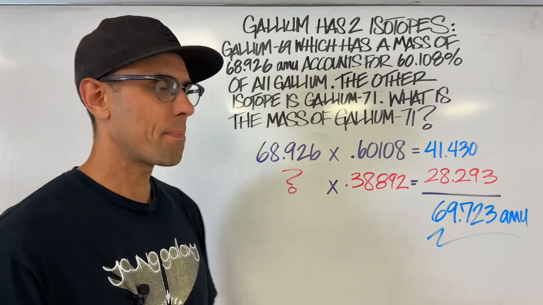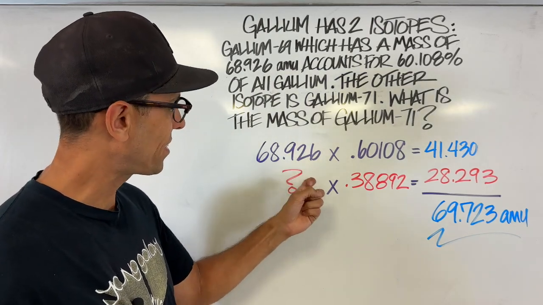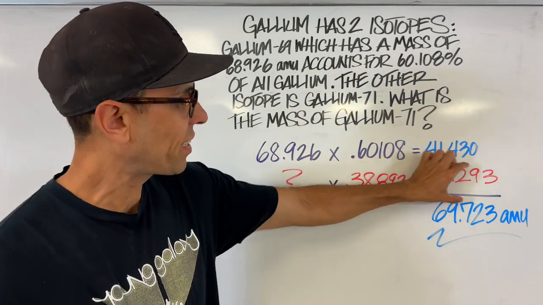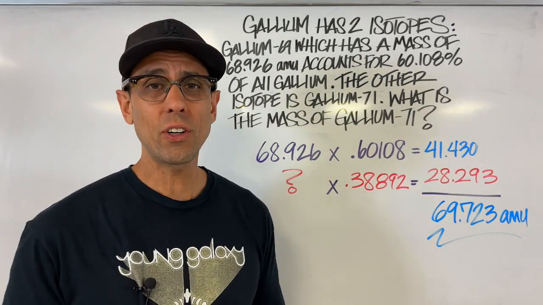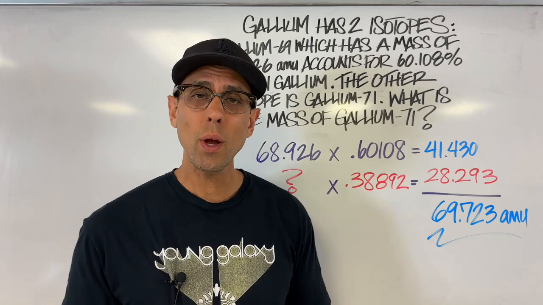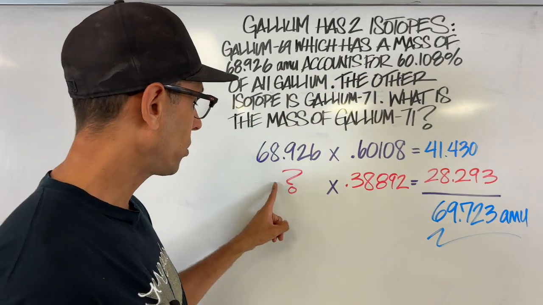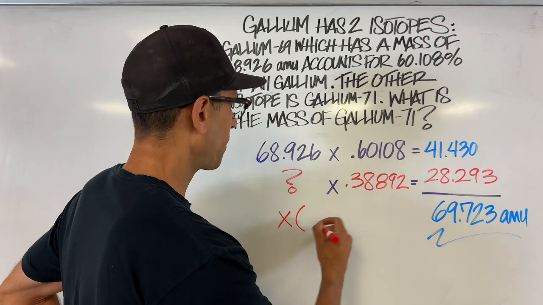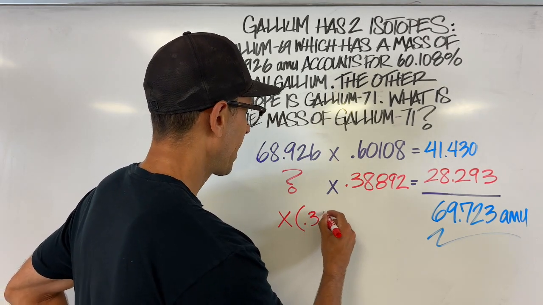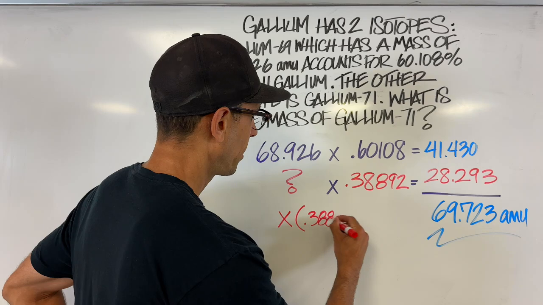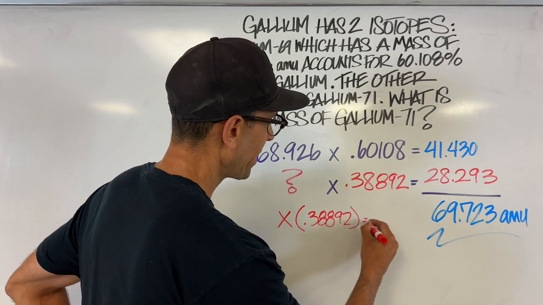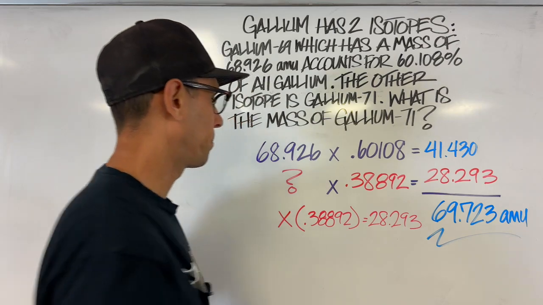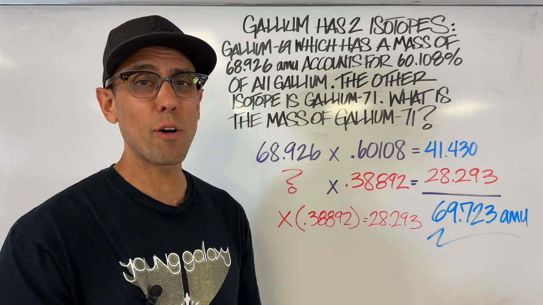Now we're going to answer the question. How are we going to do that? How are we going to find what this mass is, the mass of gallium-71? Well, if we just look at this line here, we have a very standard algebraic equation. We have an unknown, so let's call that x, and it's being multiplied by 0.38892, and it equals 28.293. So we're just going to solve for x.